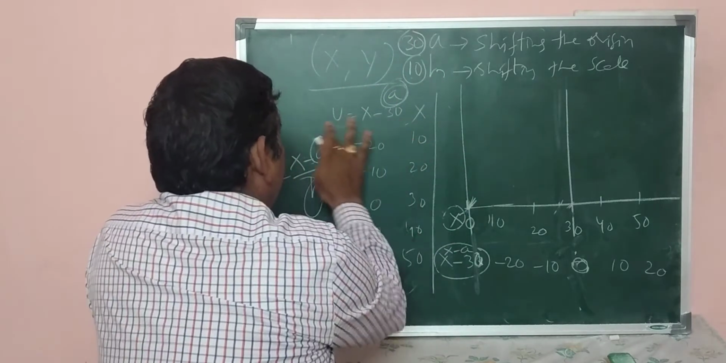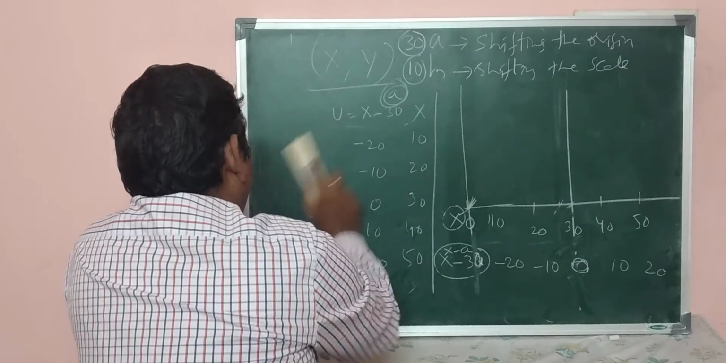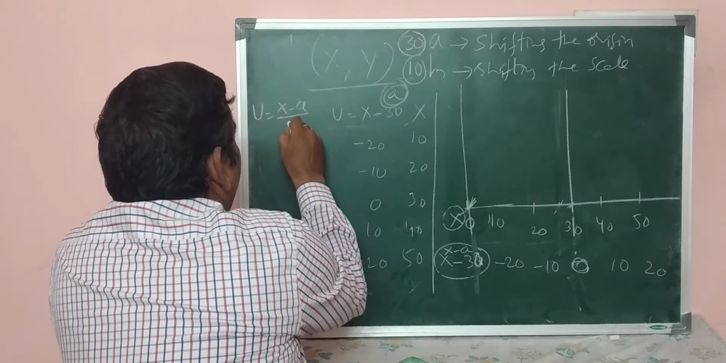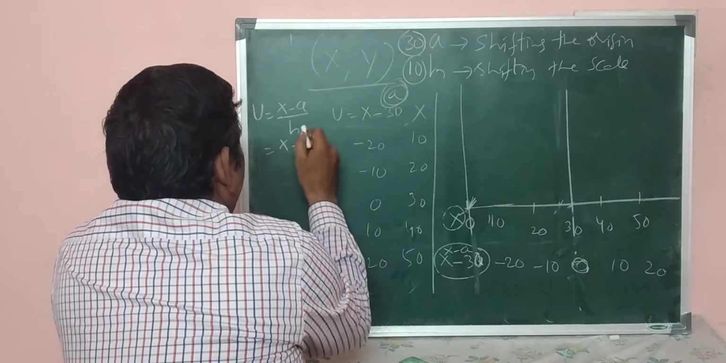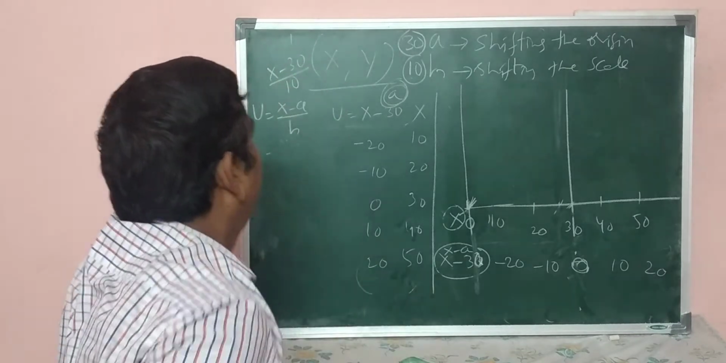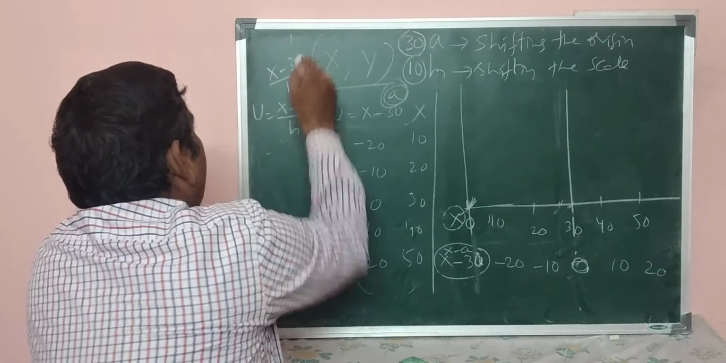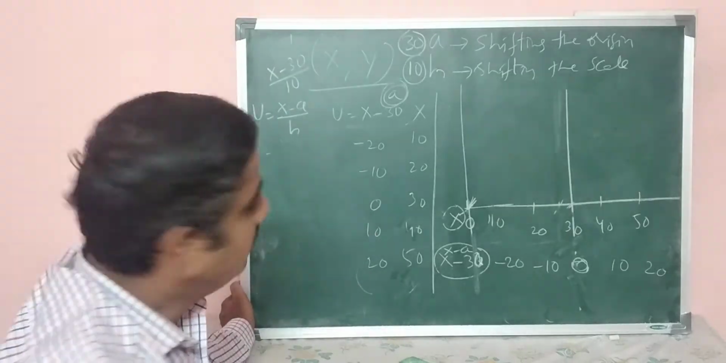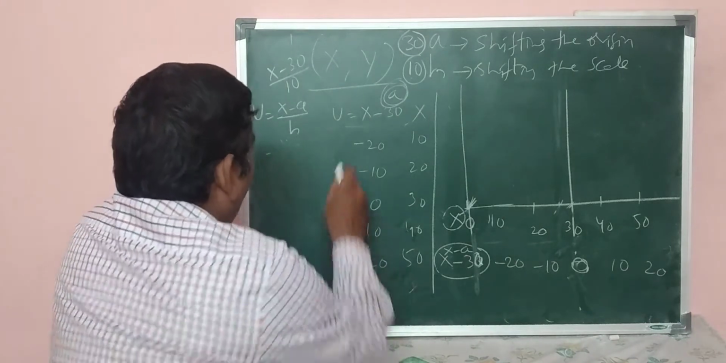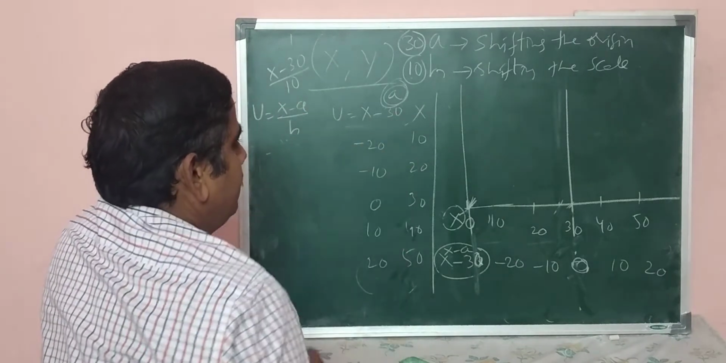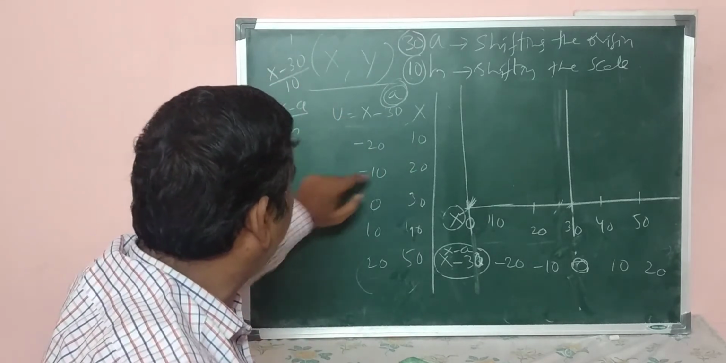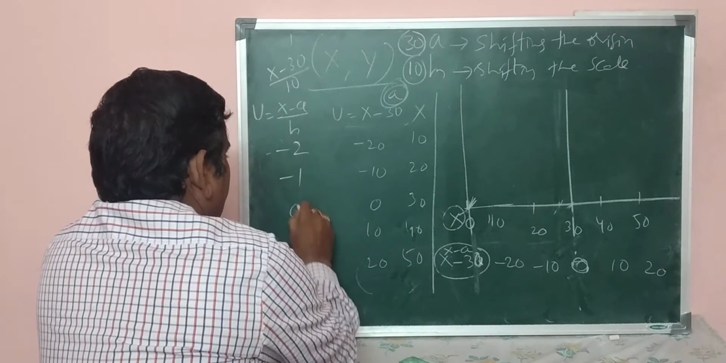That means this is the first shifting. Another shifting I am writing here. U is equal to x minus a by h is equal to x minus 30 divided by 10, a is equal to 30, h is equal to 10. If I consider like this, then the values are x minus 30, already we did, or we can calculate this: 10 minus 30 divided by 10, minus 20 divided by 10, minus 2, minus 1, 0, 1, 2.